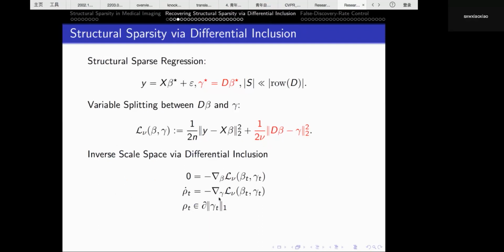To address these two limitations, our proposal is like this. We first reformulate this problem by introducing another parameter called gamma, which is constrained to be equal to D beta star. And we relax this linear constraint using a variable splitting term between D beta and gamma. The value of nu here measures the degree of freedom of beta from gamma. We then propose the following differential inclusion, which generates a whole regularization solution path of beta and gamma, as we will show later.